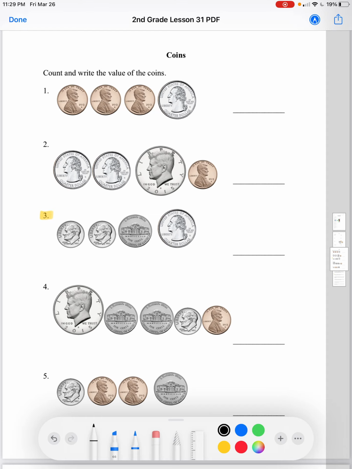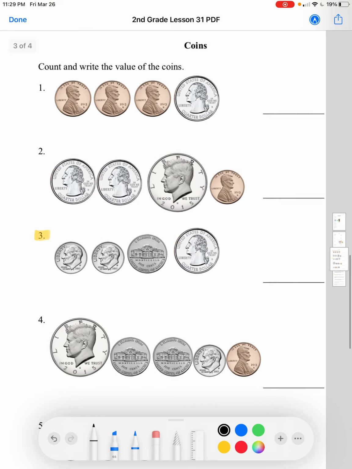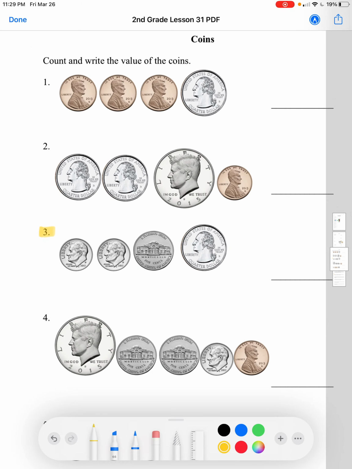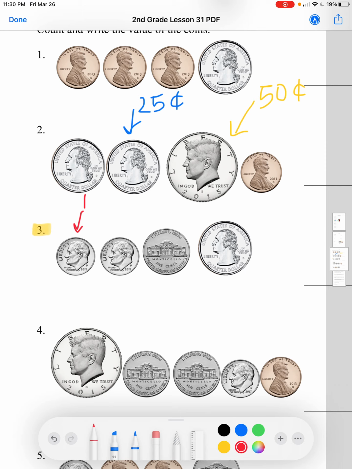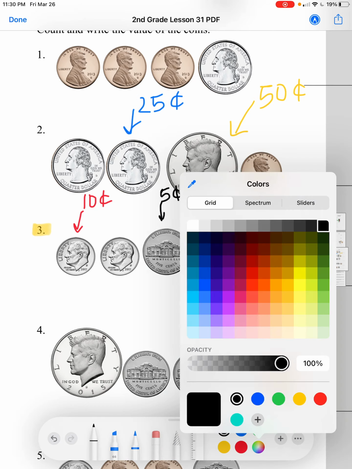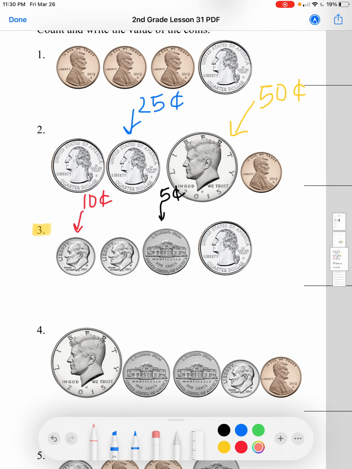So as a quick refresher, let's just recall what value each coin has. Big coins like this are 50 cents. Coins like this are 25 cents, and that's the quarter. This coin right here is the dime. It's 10 cents. This is the nickel, 5 cents. And this is the penny, which is 1 cent.